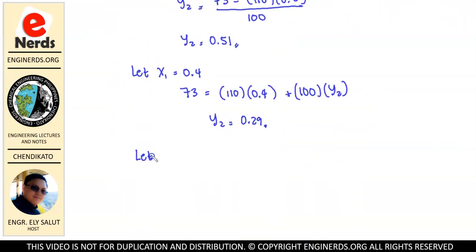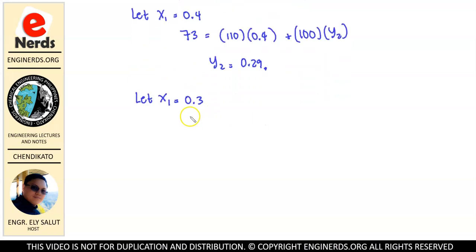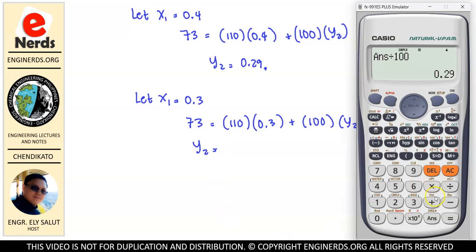So, let x1 is equal to 0.3. So, tignan natin kung saan mapupunta if we use 0.3. So, we have 73 is equal to 110 times 0.3 plus 100 times y2. So, I can solve for y2. Okay, so again, using our calculator, we have 73 minus 110 times 0.3 divided by 100. Right, so now I have here 0.4.